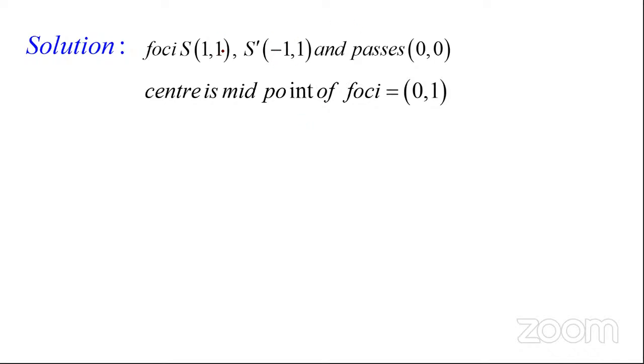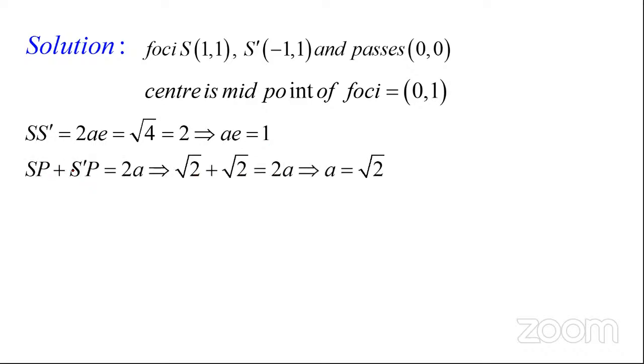So you just have to find the center, the midpoint of SS dash, then you will get (0, 1), that is the center. Then the distance between the foci is nothing but 2ae, that is root 4. So from this root 4 you will get 2ae equals 2, that is ae equals 1. We have the formula SP plus S dash P equals 2a, so SP value is root 2 plus S dash P also root 2. Why? Because the ellipse was passing through this point, so then 2a.